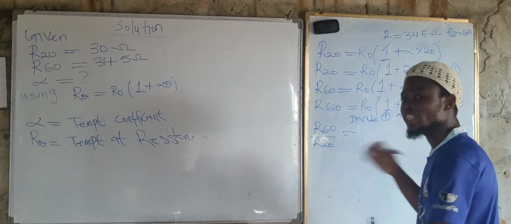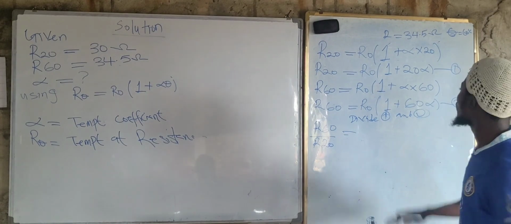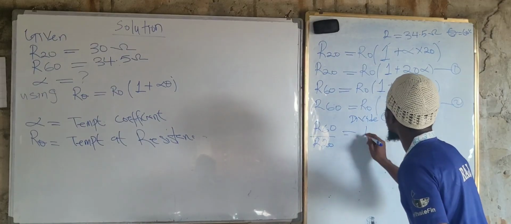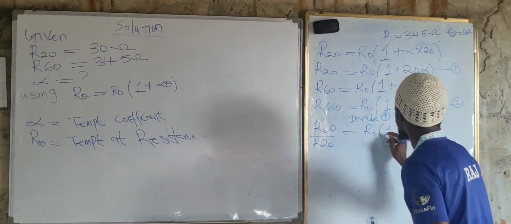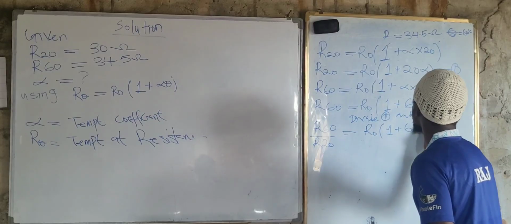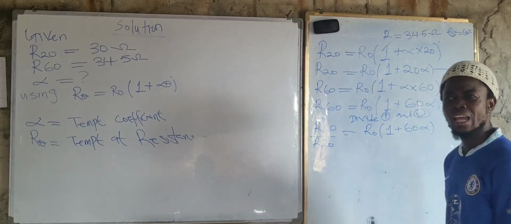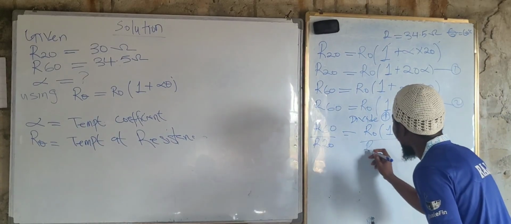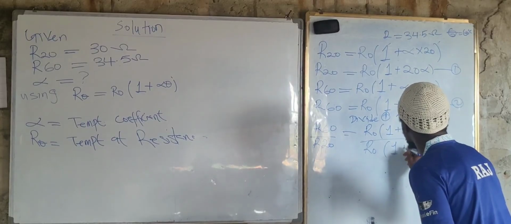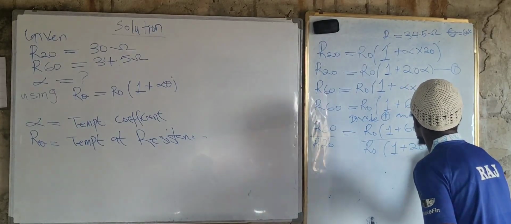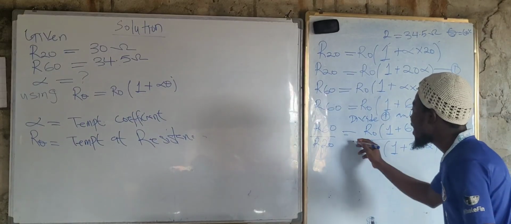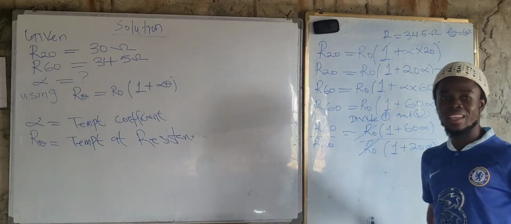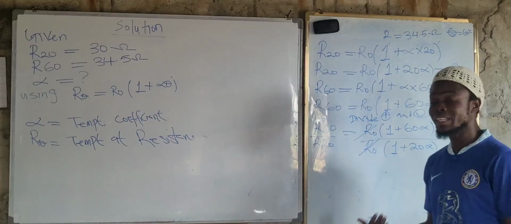Go to the right hand side again. Apply the same method. For the right hand side, for equation 2 you have R0 into 1 plus 60 alpha. All over R0 again into 1 plus 20 alpha. Are we okay here? Observe something here. This R0 and this R0 will be reduced. Simple and straightforward.